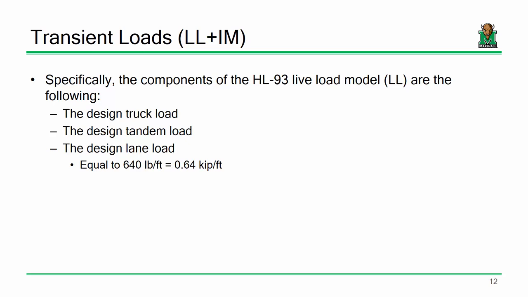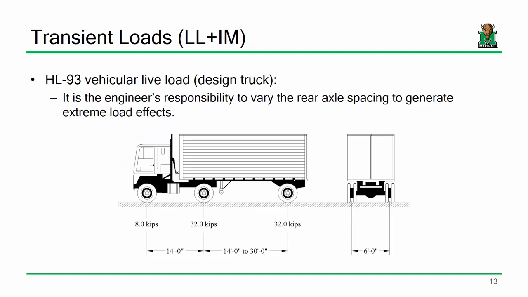Okay. The design truck and the design tandem. What's going on with those? Here's the design truck. If you took me for structural analysis in undergrad, you probably saw this before. We looked at this briefly, but I don't think we spent a significant amount of time on it. This is the vehicular live load that we use for highway bridges in the United States. It is a triaxle truck. We've got 3 axles. The front axle weighs 8 kips. The 2 rear axles weigh 32 kips.